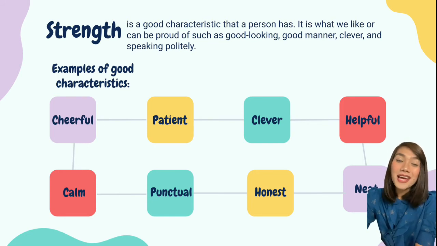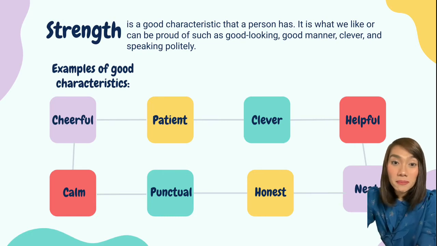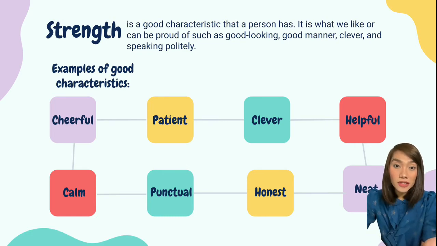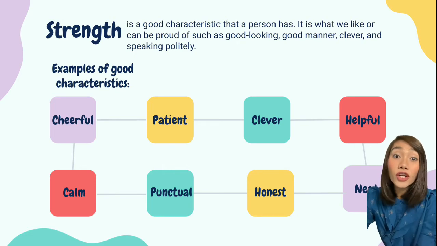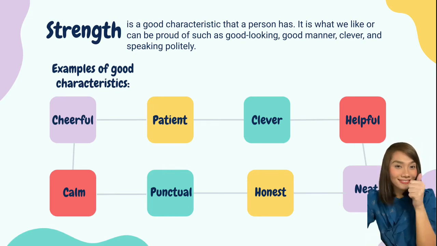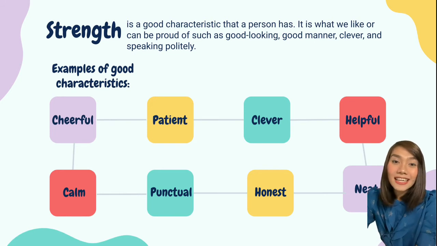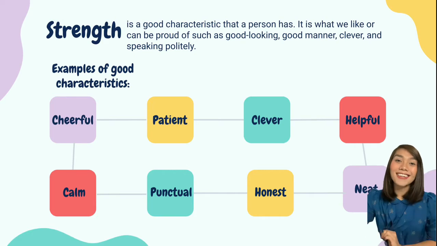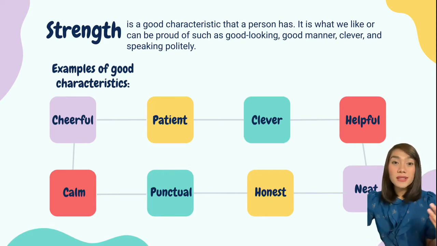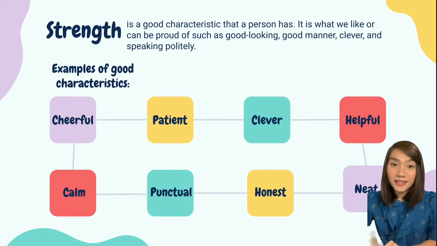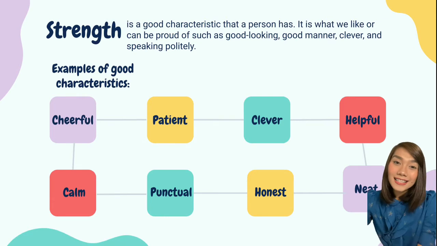Why? That's good. Because as a person, you should be patient, and as a student, especially as a student, you should be patient enough to wait for good opportunities for you. That's right. Next, clever. What do you mean by clever? Clever means smart. Okay, that's good. Now, as a student and as a person, you should be smart enough to deal with everyday struggles or everyday life. Okay?